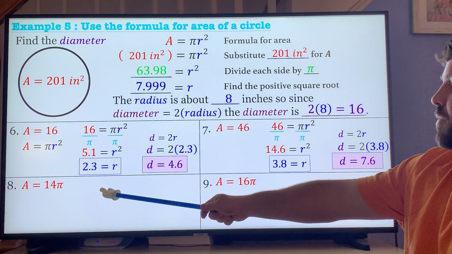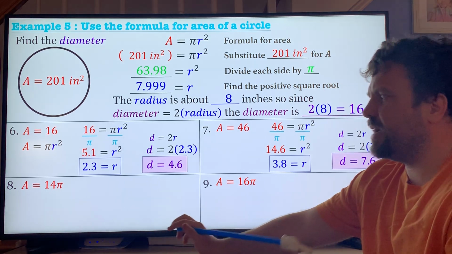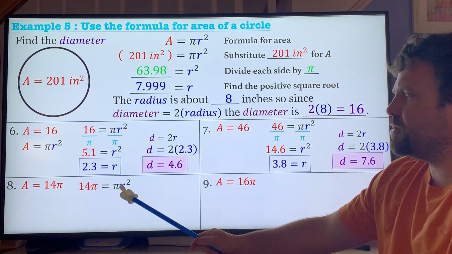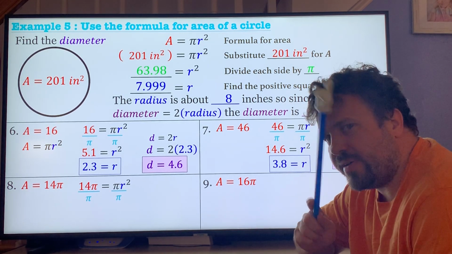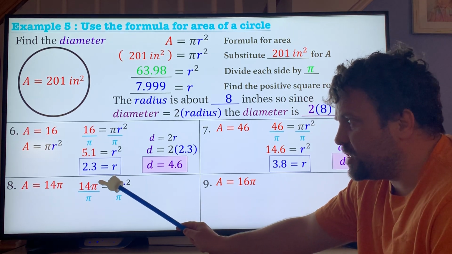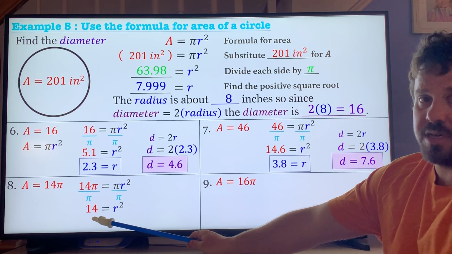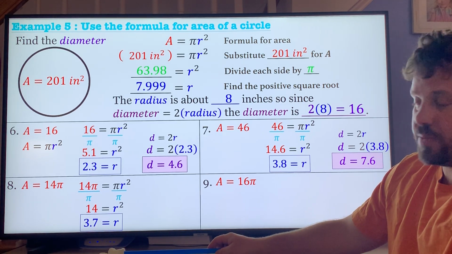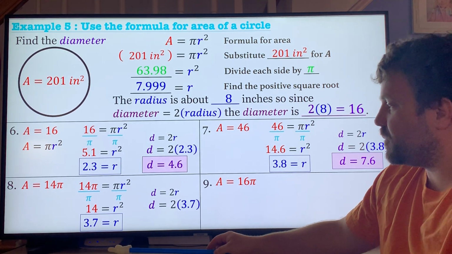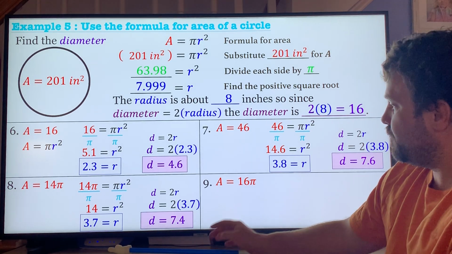All right, now this one has a 14 pi attached to it. So 14 pi equals pi r squared. What do you think 14 pi divided by pi is? Well, the pi's just cancel out. So you're left with 14 equals r squared. So you just take the square root of 14. Square root of 14 equals 3.7. Find the diameter, you multiply that by 2, and you get 7.4.